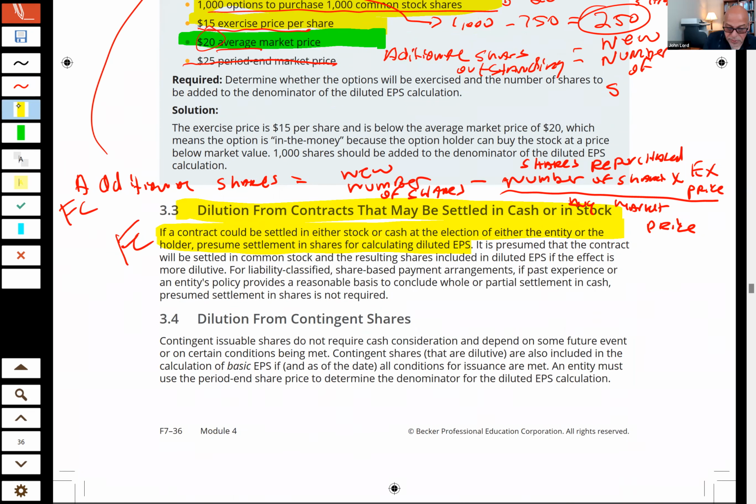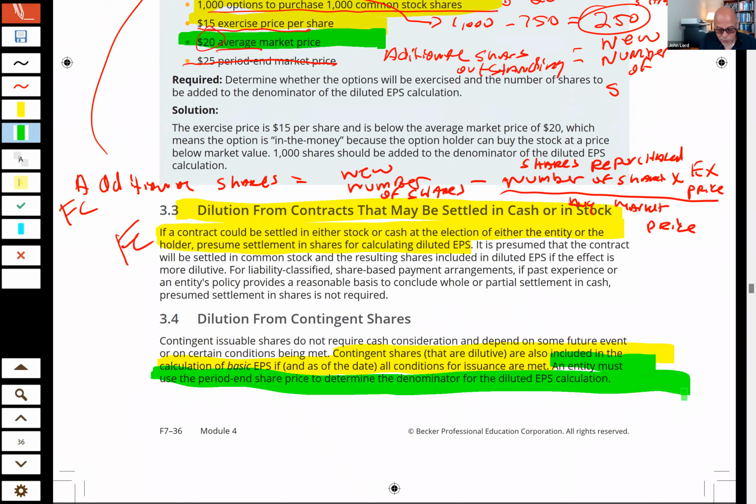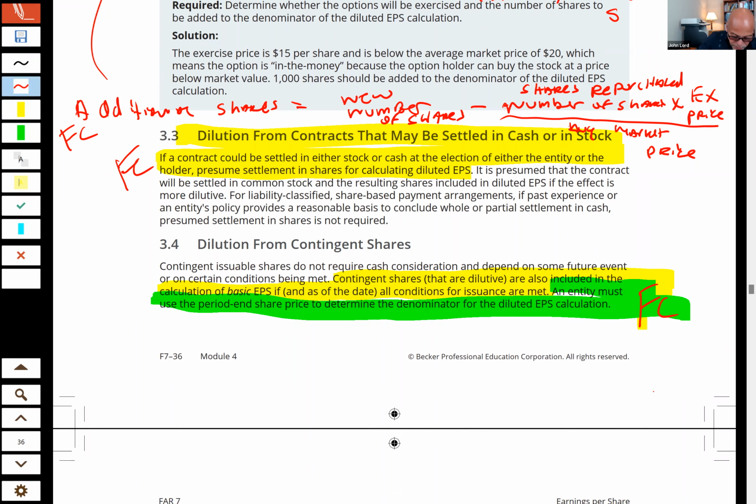And then dilution from contingent shares. Contingent, as the word indicates, is something that may or may not happen, right? But contingent shares that are dilutive are also included in the calculation of basic earnings per share if at the date all conditions for issuance are met, even if they haven't actually been issued. And an entity must use the period end share price to determine the denominator for the diluted earnings per share calculation. Flashcard that.